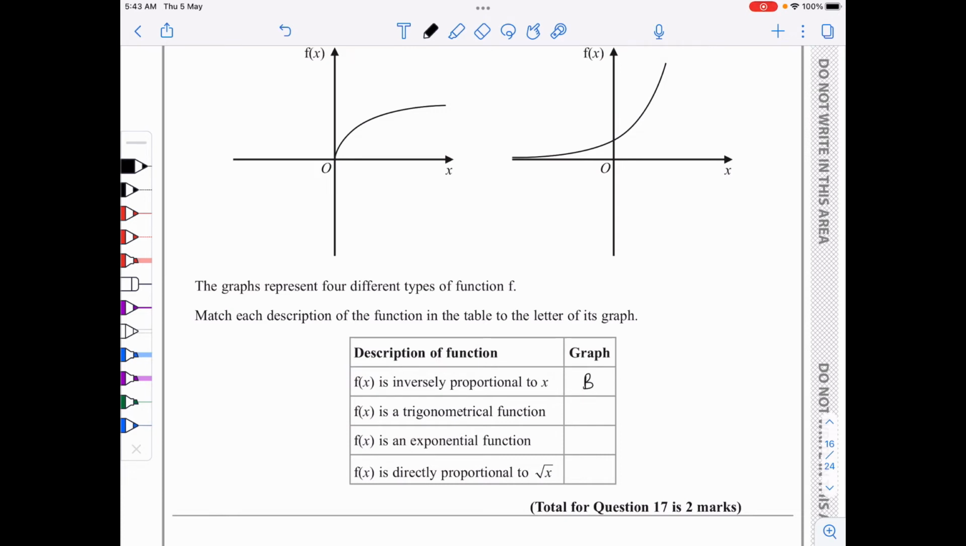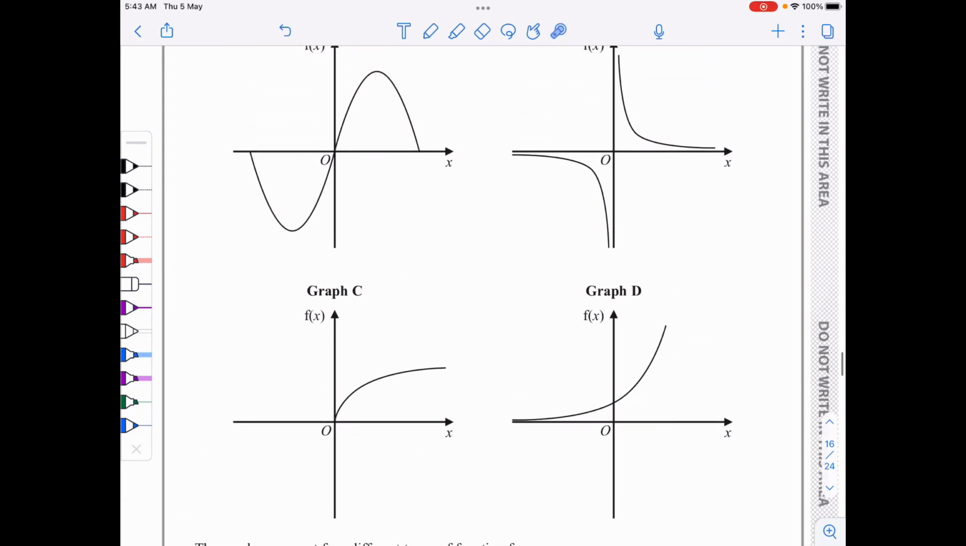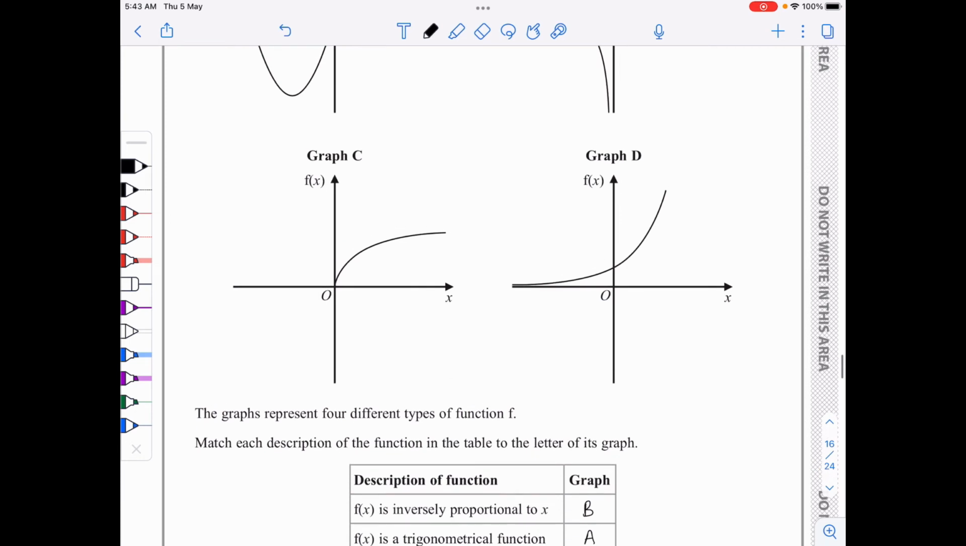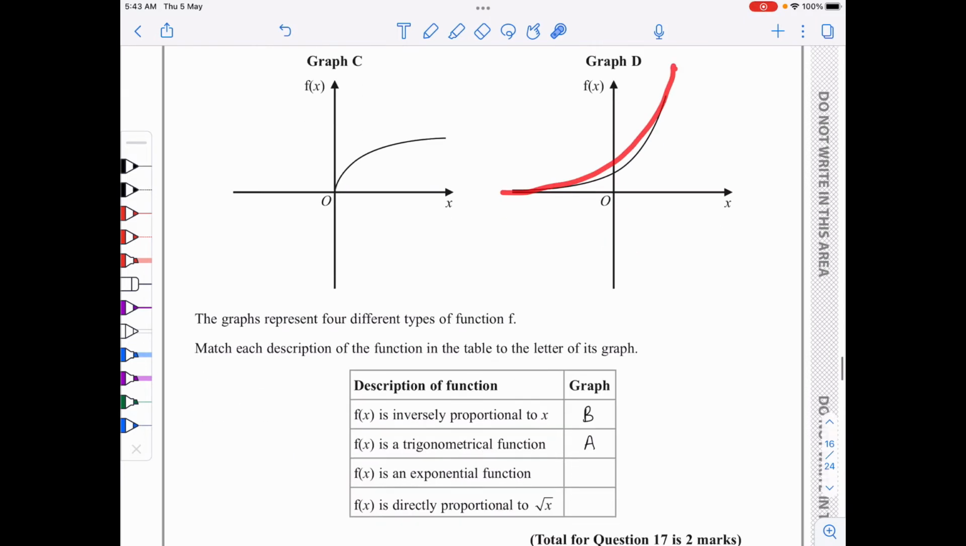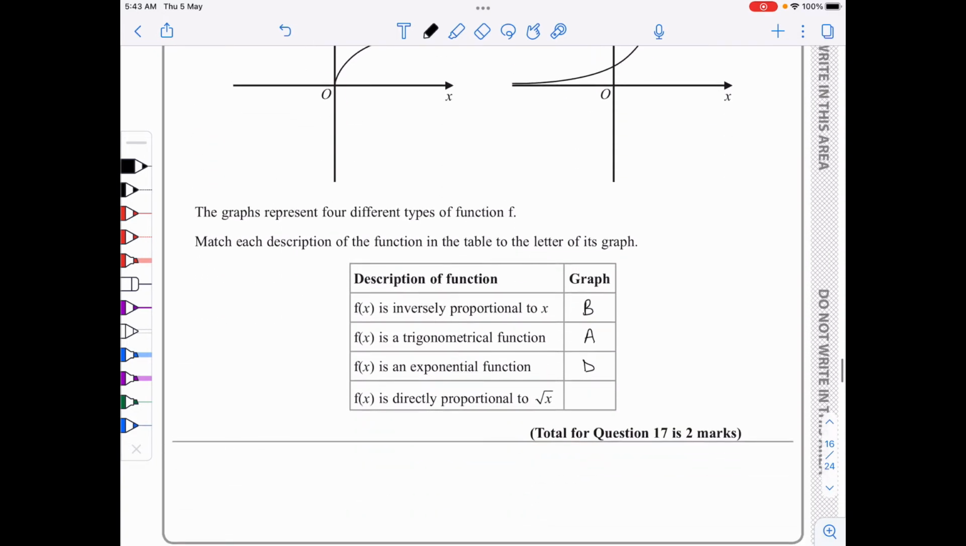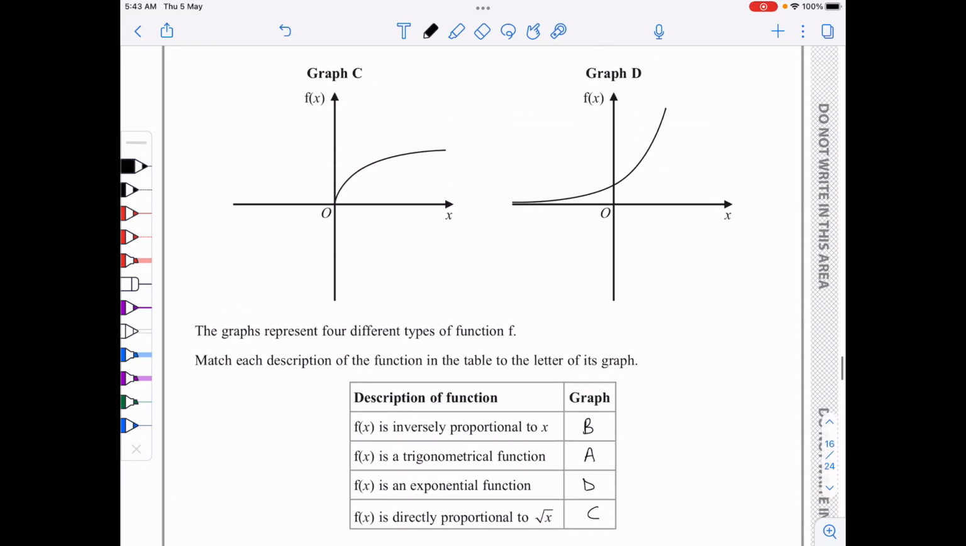A trigonometrical function, it's this one here that creates a wave. So this is a sine graph, so that's a trigonometrical function A. An exponential function is one that increases. So from left to right we go up, so that's graph D. And directly proportional to root x must be the last one. C, the graph of root x looks exactly like graph C here.